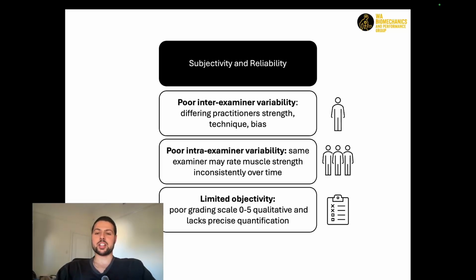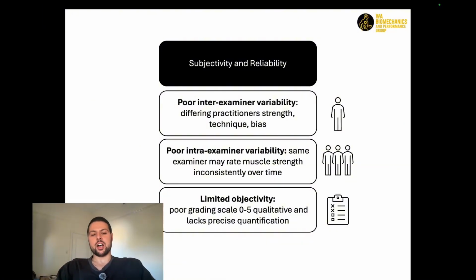Think about how different practitioners might rate the same strength. They might use different techniques to rate it. They might have different biases in the way they perform or interpret the test. So inter-examiner variability is poor, but there is also poor intra-examiner variability. That's when the same examiner rates muscle strength inconsistently over time. For example, if you're following up a patient every 2 or 3 weeks and seeing 8 patients a day, how are you going to remember how much you were pushing against that person last time?